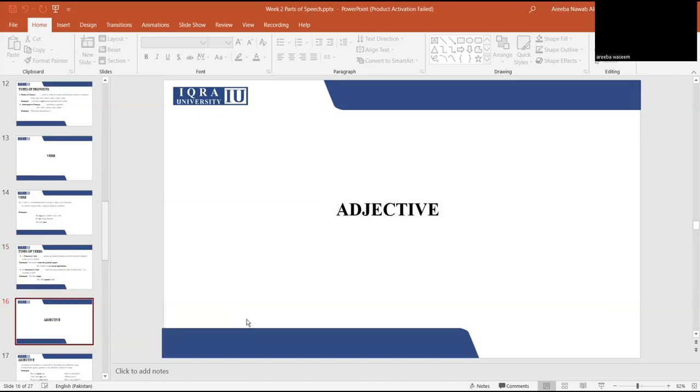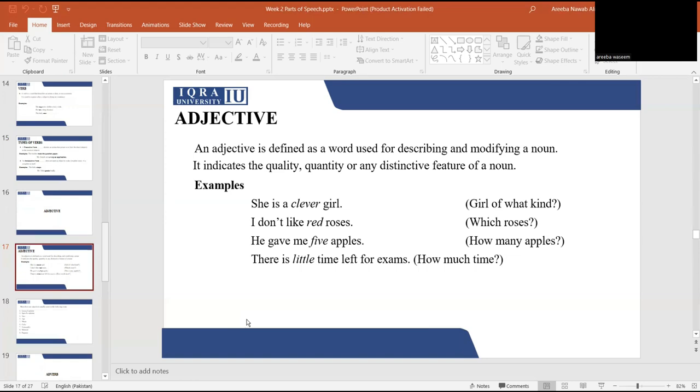Now we move on to adjectives. An adjective is defined as a word used for describing and modifying a noun. It indicates the quality, quantity, and or any distinctive feature of a noun. What is an adjective? It describes your noun. She is a clever girl. Here, clever is describing what kind of a girl she is. Just like if you were to say he is a clever boy. Anything that describes your noun is an adjective.